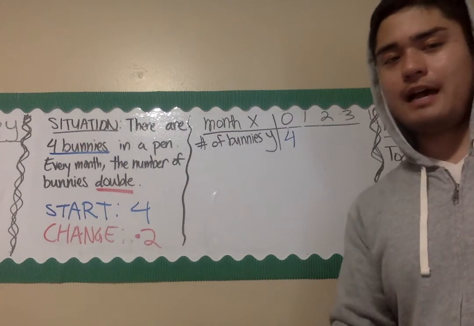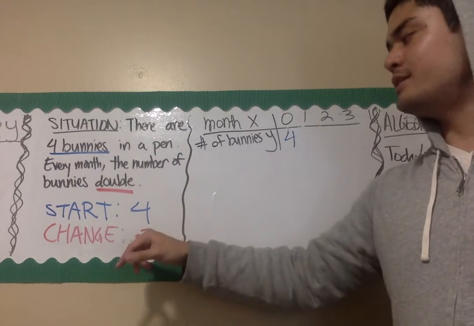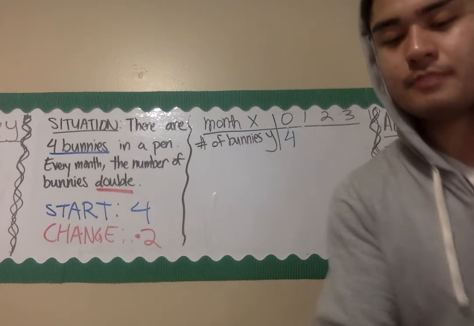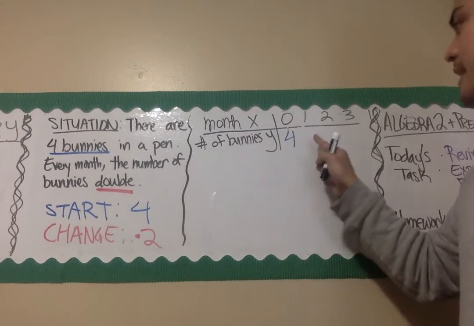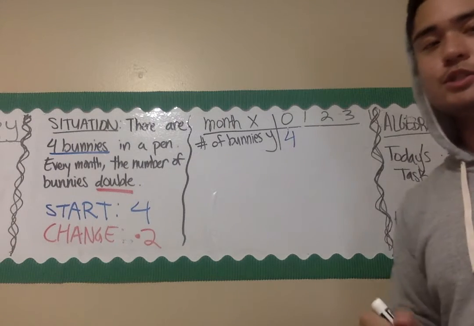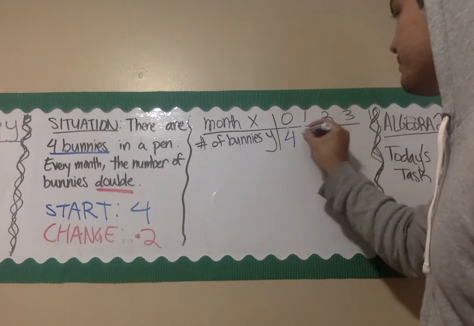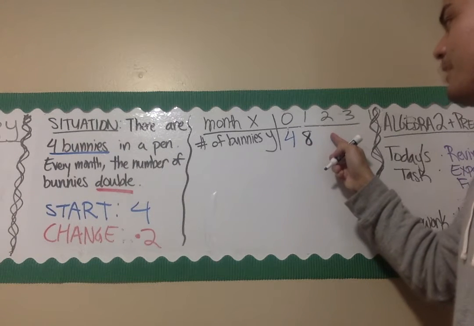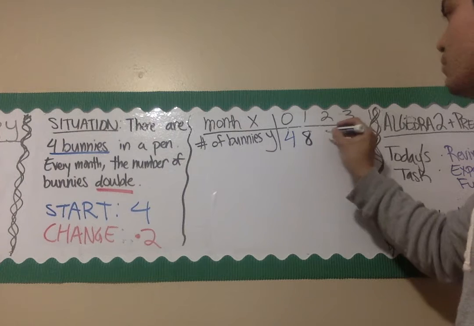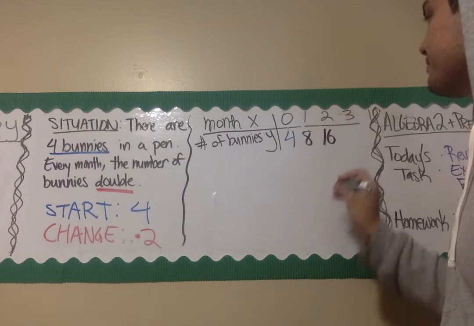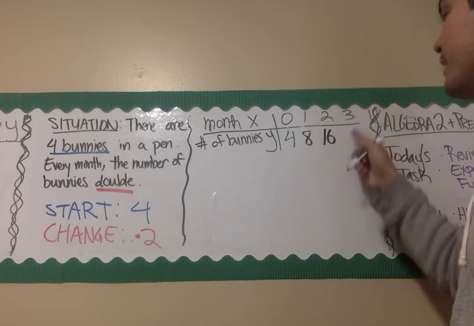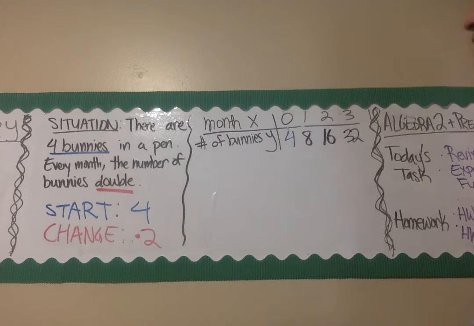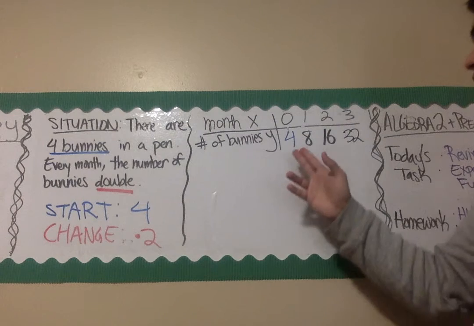And every single time, every month that passes, we're doubling the population. So we're multiplying it by 2. So the next month, we're doing 4 times 2, which is 8. And then we're doing it again. To go from 8 to month 2, we got to multiply this population by 2. 8 times 2 is 16. Again, to get to month 3 times 2, 16 times 2 is 32. So every month, the change is doubling.